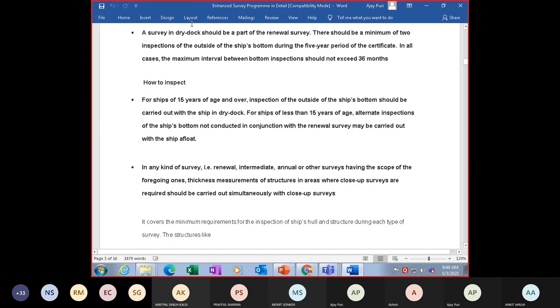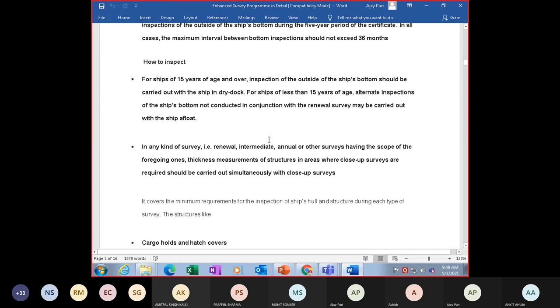So ships of 15 years or over, inspection of outside of the ship's bottom should be carried out in dry dock. For ships less than 15 years, alternate inspections of the ship's bottom not in conjunction with renewal survey may be carried out when your ship is floating. In any other kind of survey, your renewal, intermediate, annual or other surveys have the scope of the foregoing ones. You have thickness measurement of structure in areas where you have close-up survey to be carried out.